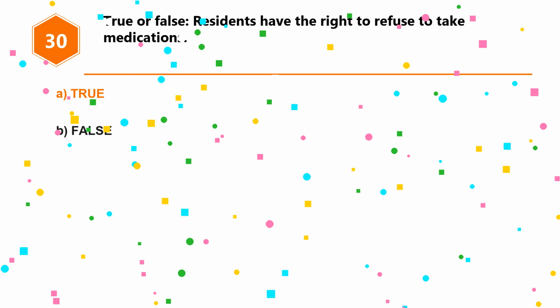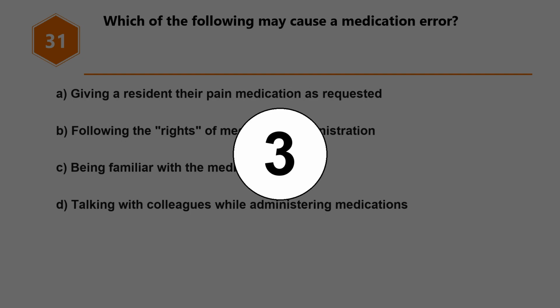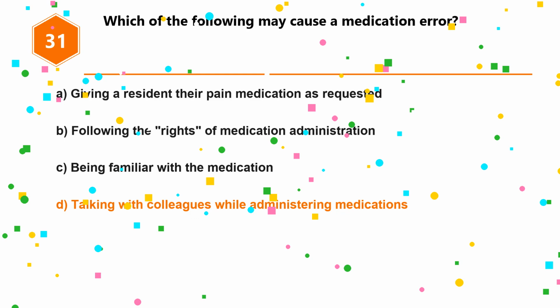Question 31. Which of the following may cause a medication error? Option A. Giving a resident their pain medication as requested. Option B. Following the rights of medication administration. Option C. Being familiar with the medication. Option D. Talking with colleagues while administering medications. The correct answer is option D. Talking with colleagues while administering medications.